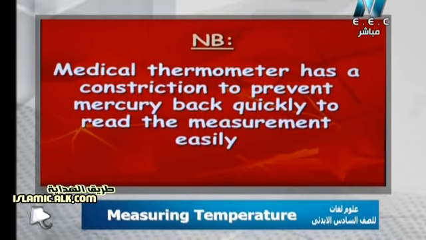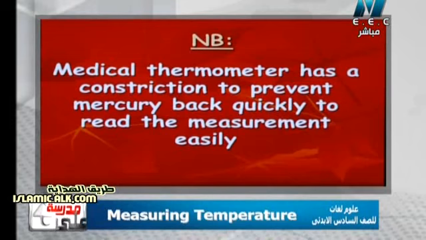So note an important point: medical thermometer has a constriction. Why? To prevent the mercury from going back quickly, to read the measurement easily. في حاجة مهمة جدا في medical thermometer بنسميها constriction، ليها وظيفة مهمة جدا هي إنها تمنع الميركوري إنه يرجع مرة تانية.